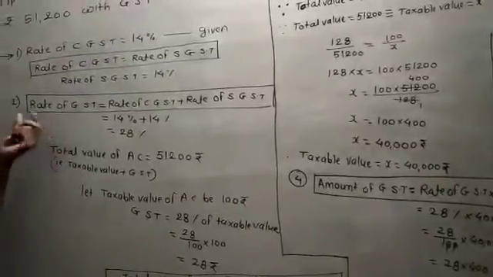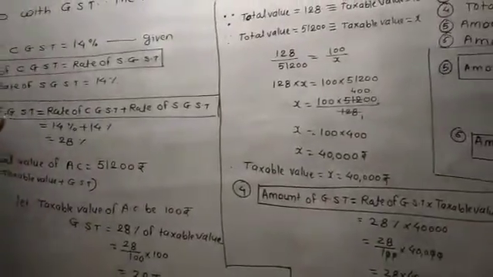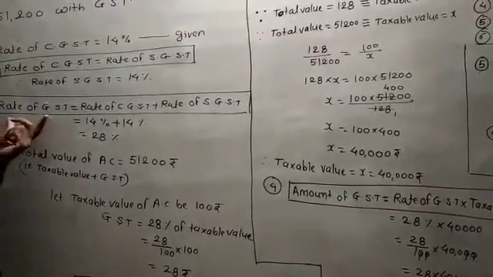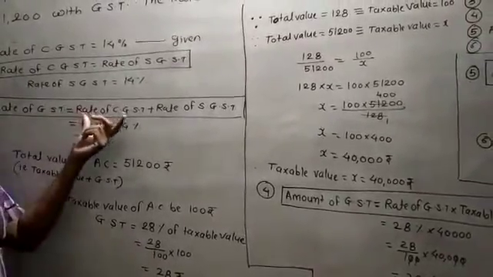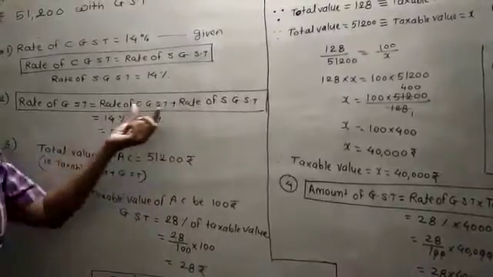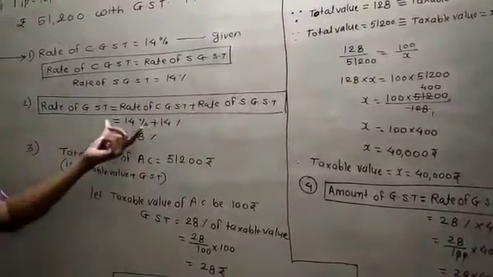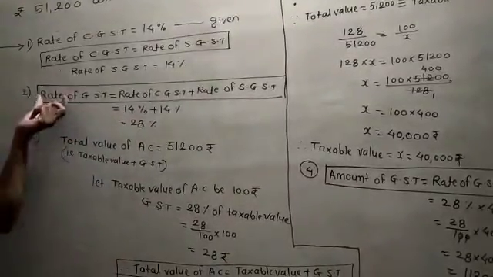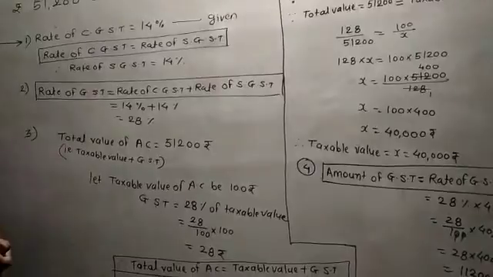Then you have to find out the second thing, the rate of GST. If you want to find out the rate of GST, rate of GST is equal to rate of CGST plus rate of SGST. Rate of CGST is 14%, rate of SGST is 14%. 14 plus 14 is equal to 28%. In this way you have to find out the rate of GST.